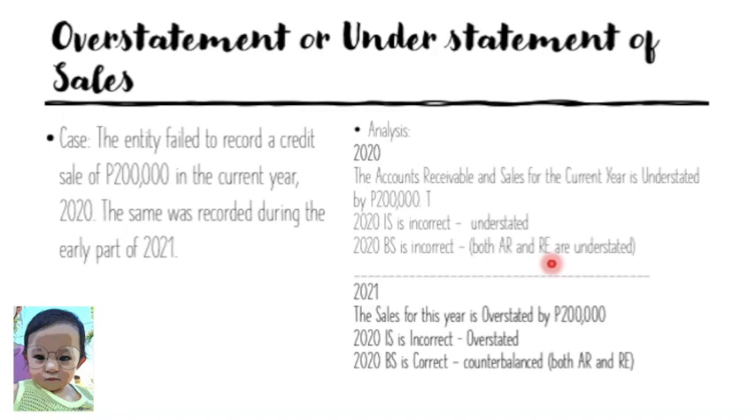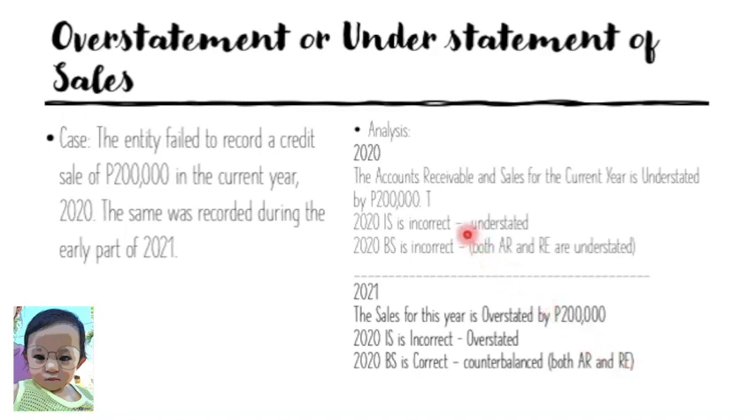Now for 2021, the sales for this year is overstated because it was erroneously recorded in 2021. The sales for this year is overstated by 200,000. That would mean the income statement is incorrect by 200,000. However, the balance sheet is already correct. First, your accounts receivable is now correct because the understatement made in the previous year is counterbalanced by the overstatement in the current year. So understated by 200,000 in 2020, then in 2021 overstated by 200,000. So it is counterbalanced. The same thing with retained earnings.